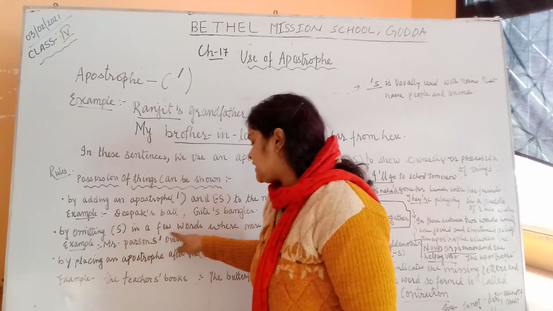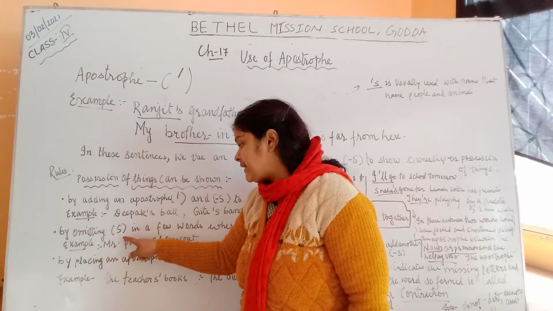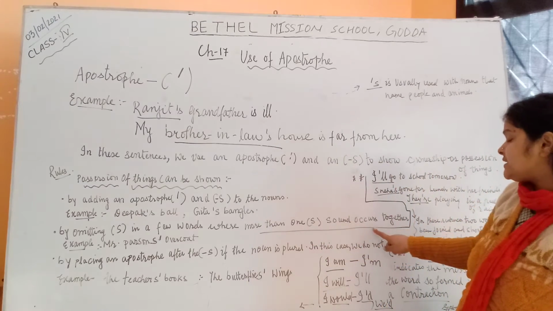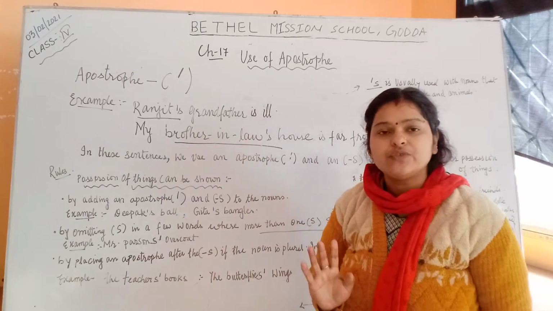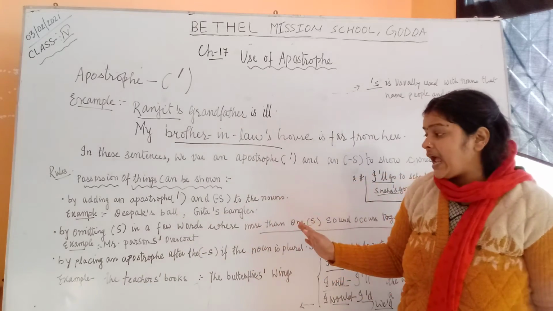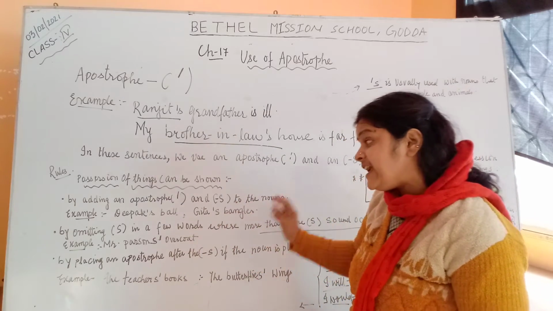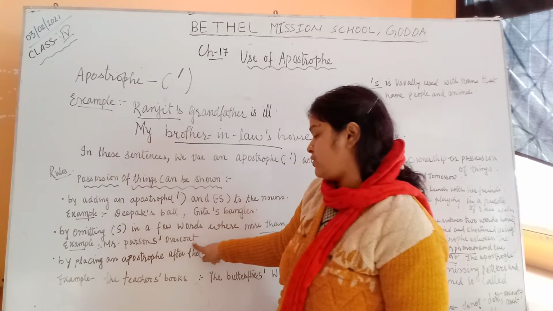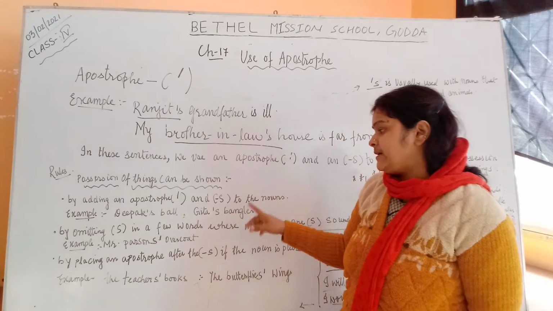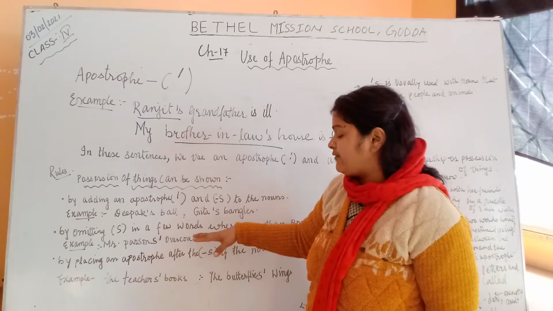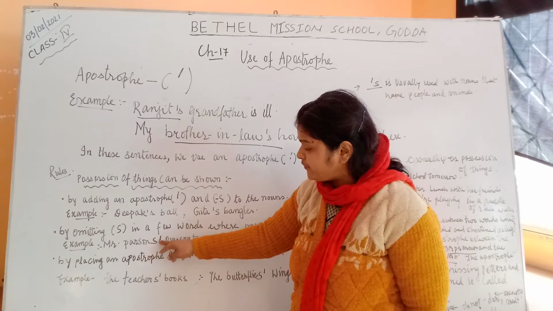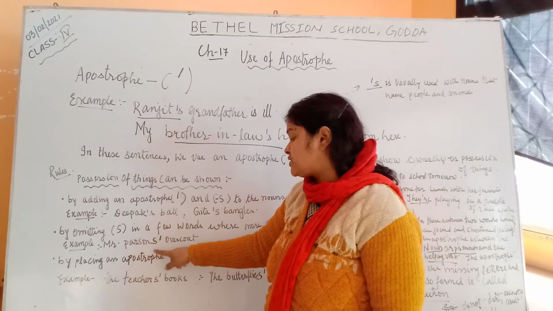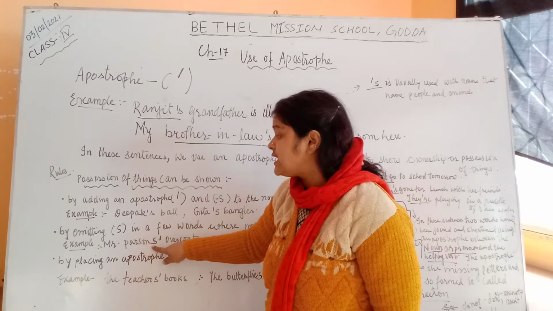By omitting S in a few words. This is the second rule. By omitting S in a few words where more than one S sound occurs together. For example, there are certain words which end with S, and we have to follow some rules. That is, Mr. Parsons' overcoat. Mr. Parsons is wearing a coat and we have to show possession, but only the apostrophe is used and S is omitted here. S is not used to show possession because the word already ends with S.